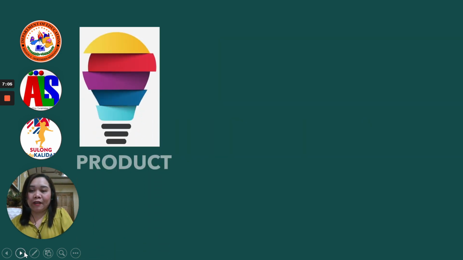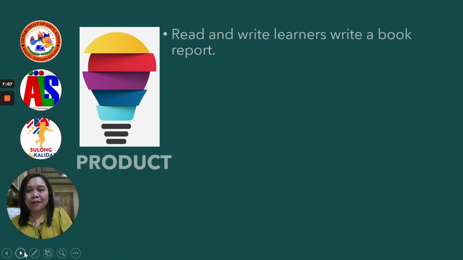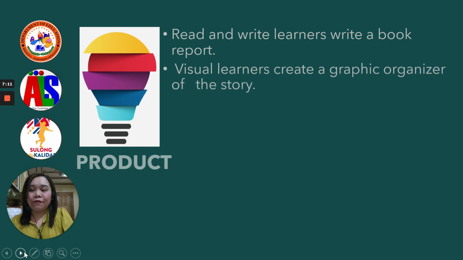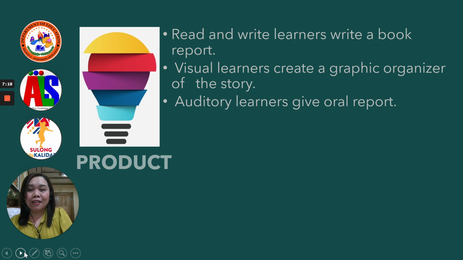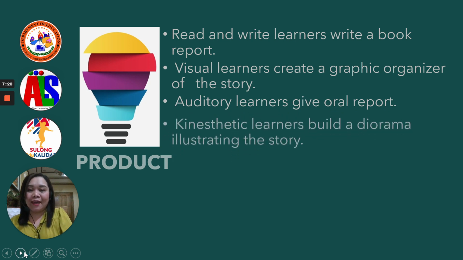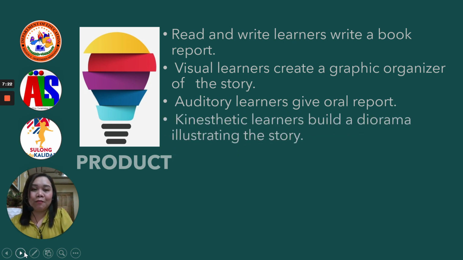In terms of product or output, read and write learners can write a book report. Visual learners can create a graphic organizer of the story. Auditory learners can give an oral report. And kinesthetic learners can build a diorama illustrating the story, or as simple as they can do a role play of the story.